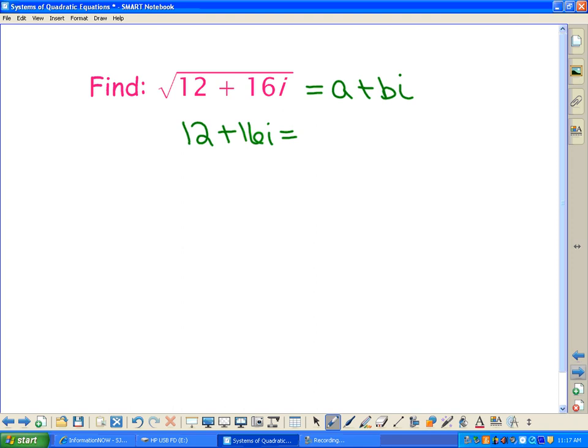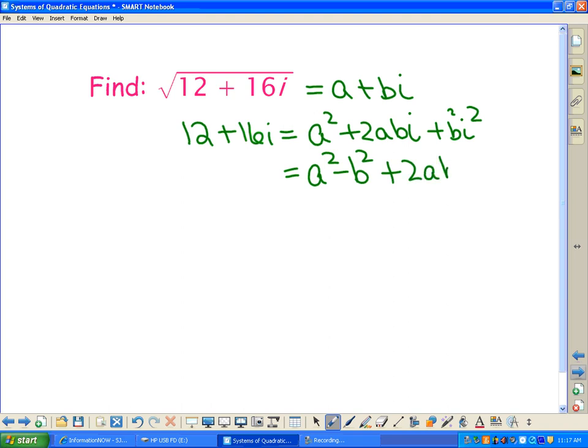And if you square this side, if you FOIL it out, you get a squared plus 2abi plus b squared i squared. Do you agree with that? But what is i squared? Minus b squared. So I'm going to write it like this now. A squared minus b squared plus 2abi. Now the reason I did this is because this is really just like the problems we did. What's the real part over here? 12. What's the real part over there?